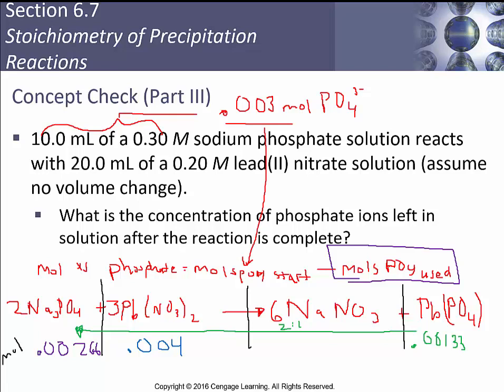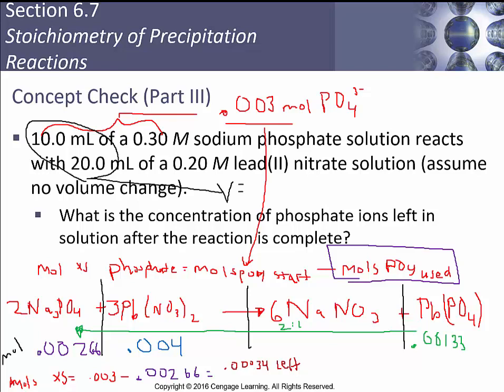All I've got to do is subtract to find the difference. So 0.003 minus 0.00266 leaves us with a remaining 0.0003 leftover moles of phosphate. I then need to convert that into concentration, so I'm just going to divide by the volume. Again, our volume is going to be the sum of the two volumes we used: 10 milliliters plus 30 milliliters, or 0.03 liters. I take my leftover moles of phosphate, divide by the volume in liters, and I end up with a concentration of 0.0113 molar leftover phosphate, which by weird coincidence is what we get for the amount of lead phosphate that's formed.